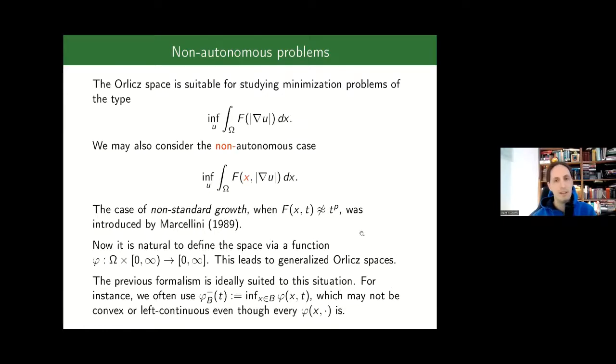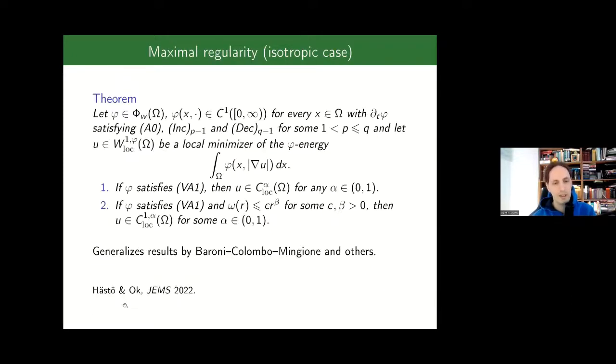Here you will notice that this is the isotropic case. So the dependence on the norm here is just the absolute value of the gradient. So this is exactly the same kind of function as previously, where phi depends on x and t is a real number. So in my paper with Jihoon Ok in this European Mathematical Society journal this year, we proved this result.